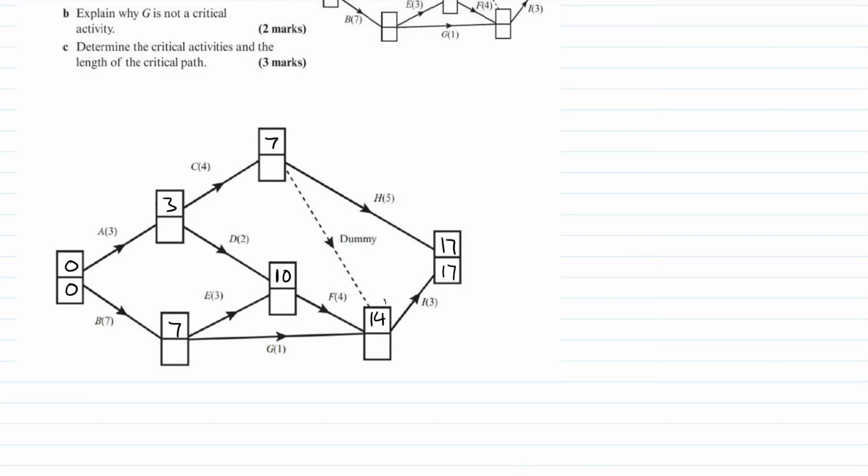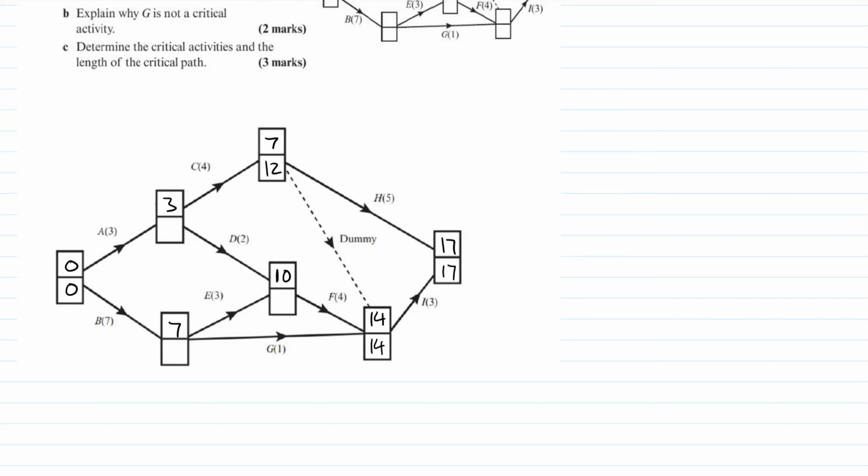So backwards, this one's fine, it's only got 1 after it. 17 minus 3 is 14. This one's got 2 things after it, the dummy and H. So we need to consider both of them. 14 minus 0 for the dummy will be 14. 17 minus 5 for H. Remember, it's the bottom number to do. 17 minus 5 is 12. It's a late finish time, but we pick the smaller one, so this is 12. Can't consider this box yet because we've got 2 to consider. We don't have the number here yet.